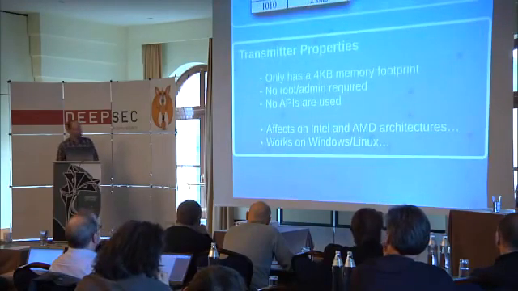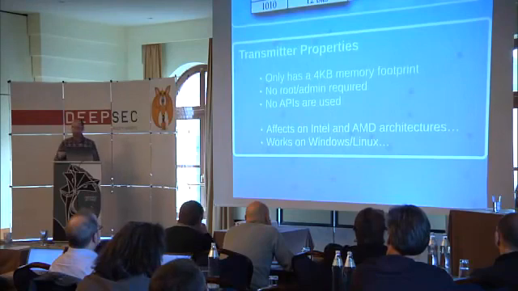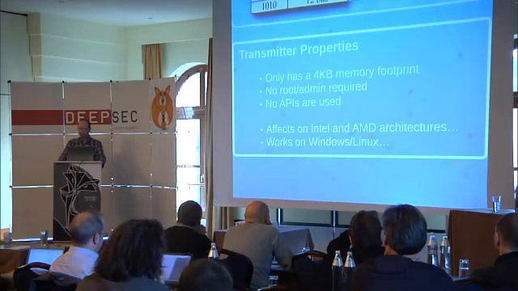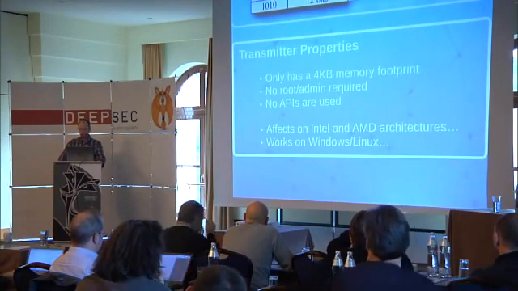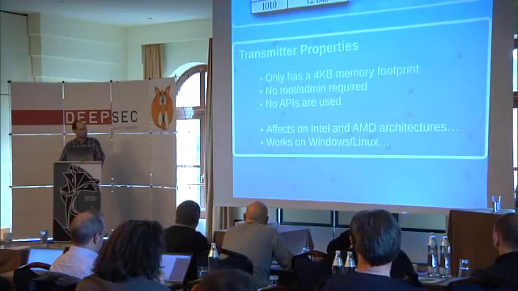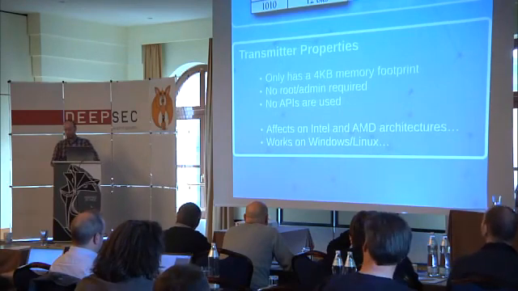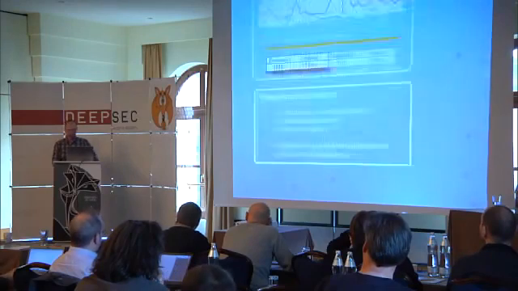And some interesting properties about the transmitter, the malware that's on the computer. First of all, it only has a 4 kilobyte memory footprint. No root or admin privileges are required, and no APIs are used, which makes it a bit trickier to catch. Also, we tested it on Intel and AMD architectures. We assumed it also affects other architectures as well, and it works on Windows as well as Linux.